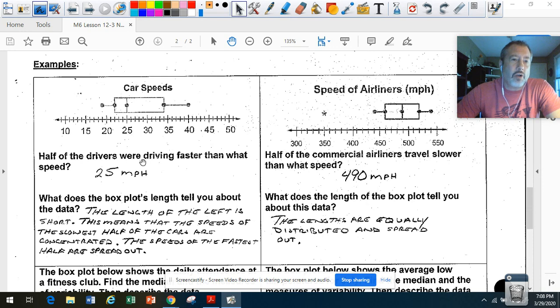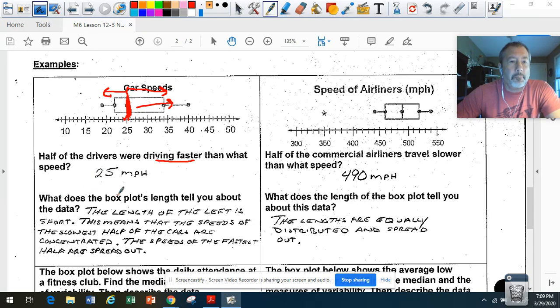It says half the drivers were driving faster than what speed. Now, as you know here, we know this is 25%, 25%, 25%, 25%. So we know that, if I clear this here, from this point on, 50% of the data is over here, 50% of the data is over here. So half of the drivers were driving faster, so faster than what speed? This is my median here, at 25. So half of the drivers were driving faster than 25 miles per hour.